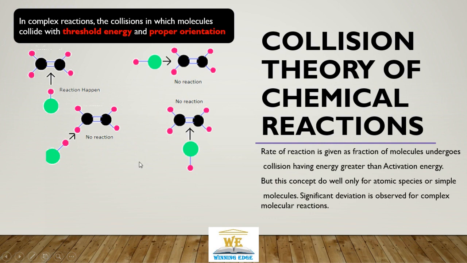Out of all these possibilities, you see, only one particular orientation will give us product, because here this small molecule can interact with the pi bonds. So this is how the reaction will proceed. Protonation is only possible if the pi bonds are oriented toward the proton.